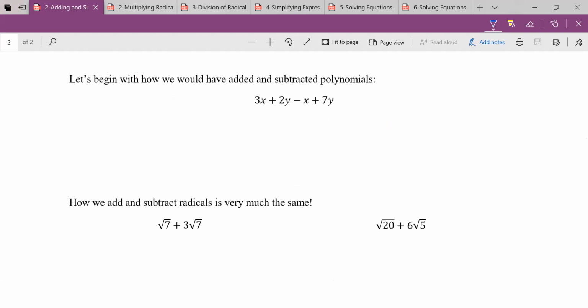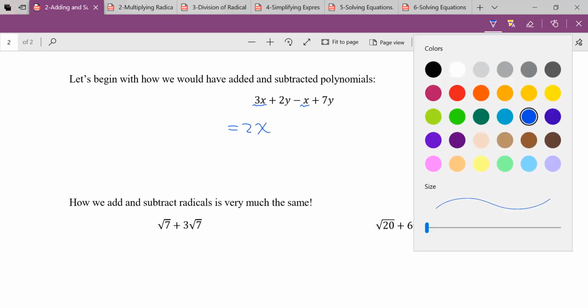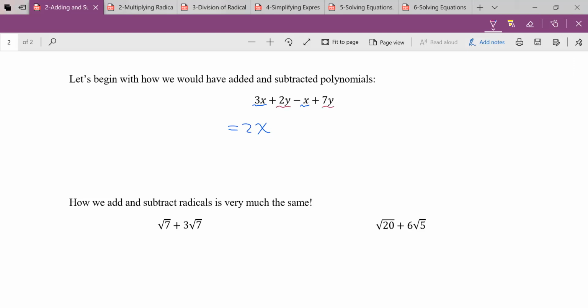When we would add and subtract polynomials, what we would do is look for like terms. So we would say, okay, our x's are like terms, so we would subtract those. 3x minus 1x is 2x. And we'd look at our y's and say, oh, there's a y and there's a y, so there are like terms. We would add those and we get 9y. So how we added and subtracted polynomials is we looked for things that were similar.